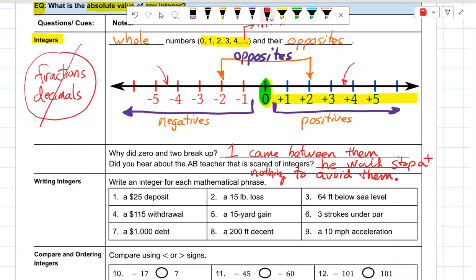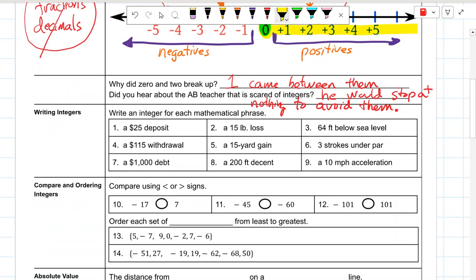All right, next one. Write an integer for each mathematical phrase. Okay, so our first phrase here is a $25 deposit. Now, deposits are talking about bank accounts, and when you put money into your bank account, it is going up. So this is a positive integer. You can write it as 25, that's positive 25, or you can go the extra mile and put the positive sign in front of it, positive 25. Either way, it says the same thing. I prefer this way because it's less writing.